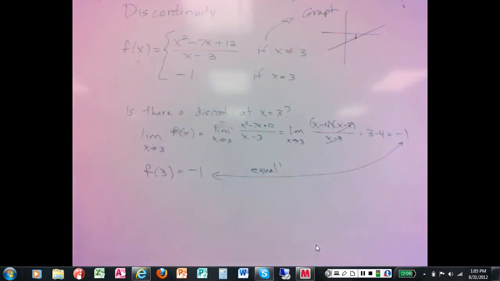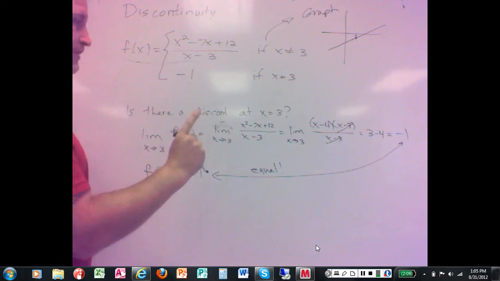All that to say this: some graphs have what are called removable discontinuities. This is one. The original function was this. I can remove that discontinuity at 3 by saying the function value is negative 1 at 3. If you can do that to a discontinuity, it's called a removable discontinuity.